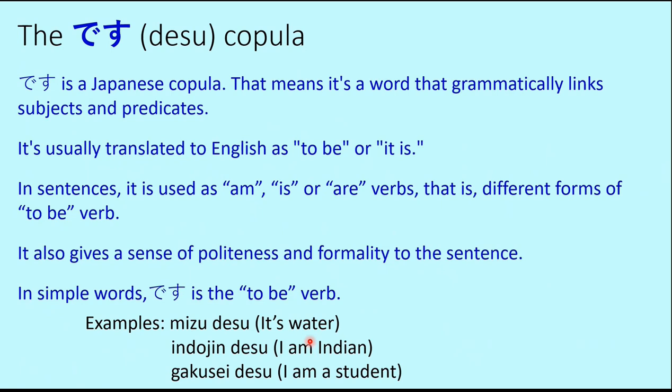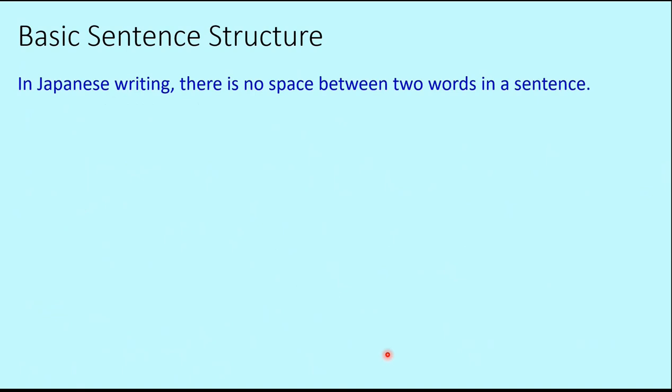For example, mizu desu means it's water. Indojin desu, I am Indian. Gakusei desu, I am a student. So we need not add watashi wa gakusei desu or watashi wa indojin desu. We need not add watashi wa in every sentence. Indojin desu implies that I am Indian. So this is what the desu copula is, basically the to be verb. Any form of to be will be written as this in the present tense, of course.